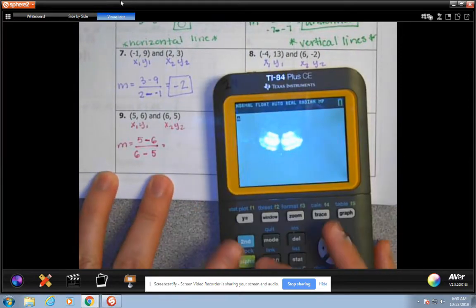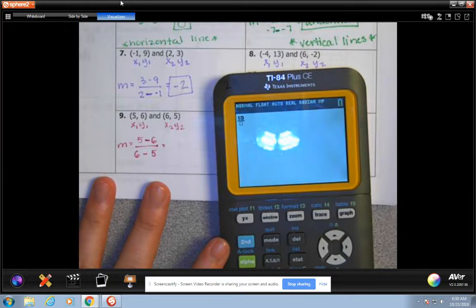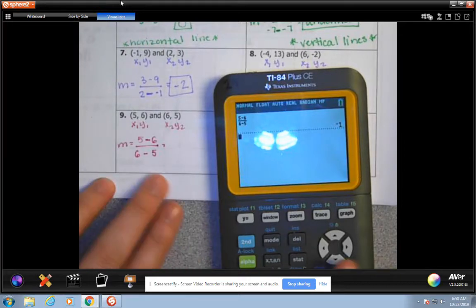So alpha x, I'm going to call that the Nick trick. 5 minus 6 over 6 minus 5. Hit enter, and we get negative 1.